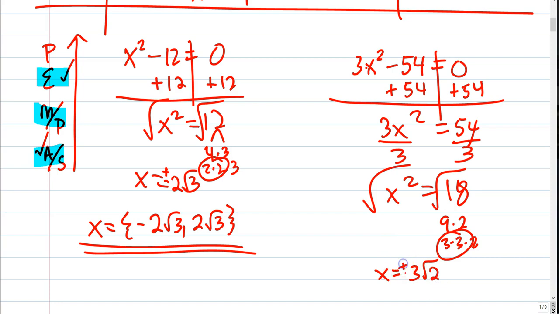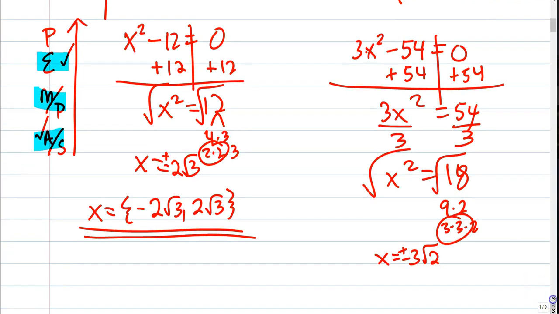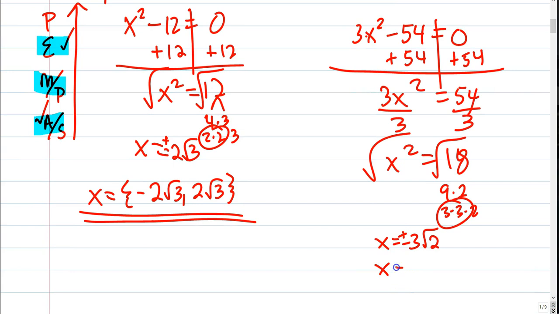Do not forget the plus or minus. In your homework, they'll have you list that separately as a set. Negative 3 root 2, positive 3 root 2.